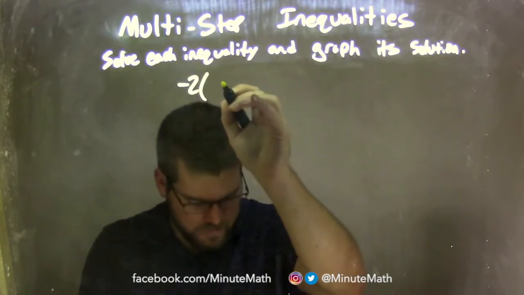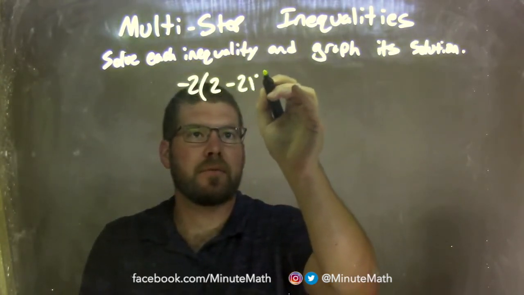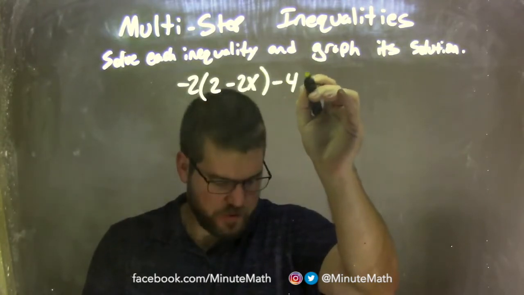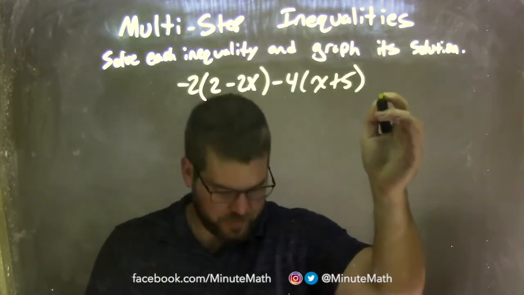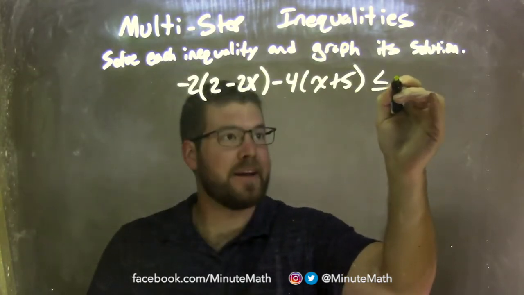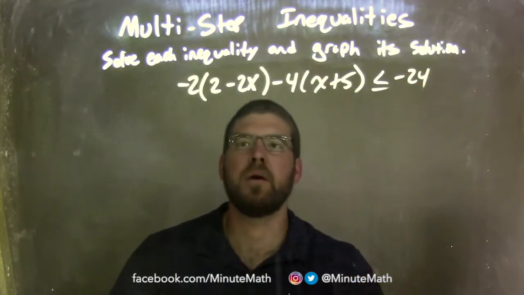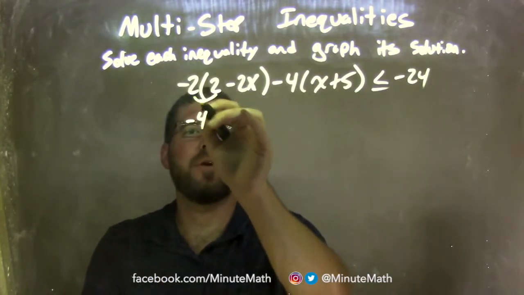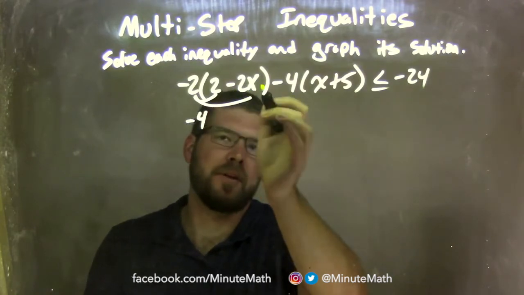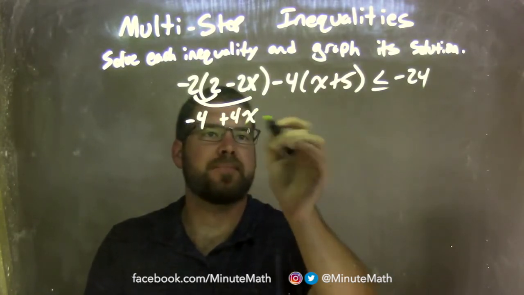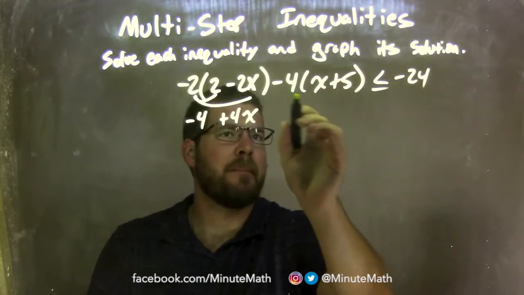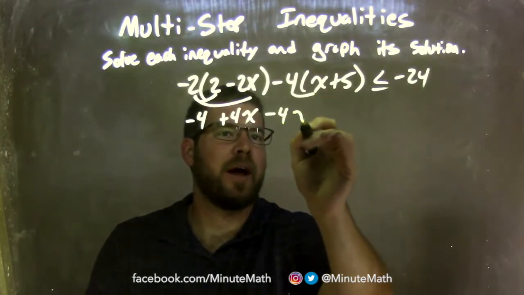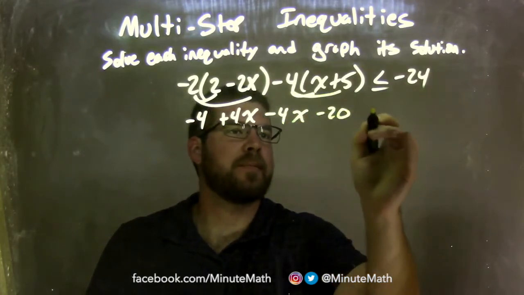Negative 2 times parentheses 2 minus 2x minus 4 times x plus 5 is less than or equal to negative 24. Okay? Alright, so my first thing I want to do is I'm going to distribute. So negative 2 times 2 is a negative 4. Negative 2 times a negative 2x is a positive 4x. Now make sure when we distribute, that minus sign goes to both parts. So negative 4 times x here is minus 4x, and then negative 4 times 5 is a negative 20, right?